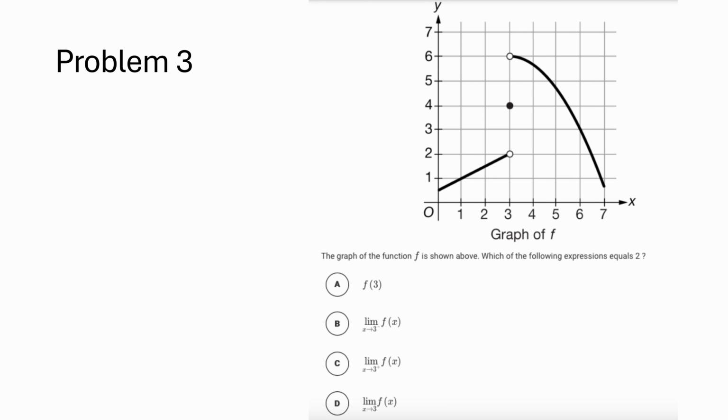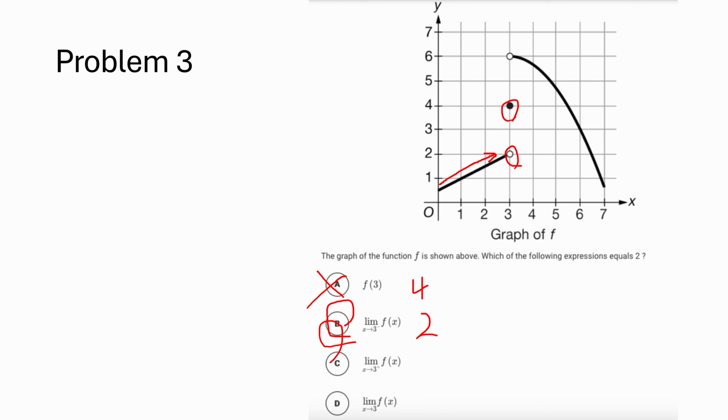Okay, so let's look at each of the choices. First of all, f of 3. We can see that f of 3 equals 4, not 2. So A is out. B, limit as x goes to 3 minus of f of x. So 3 minus approaches from a value less than 3. So indeed, it approaches 2. So B is the answer.